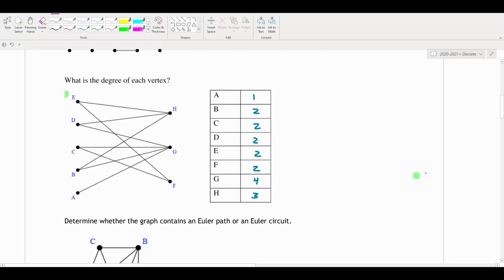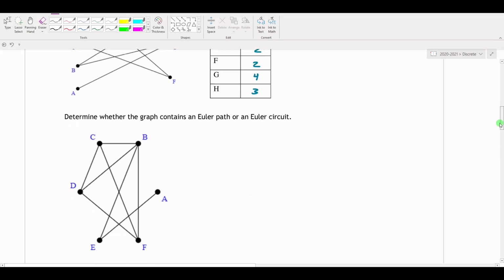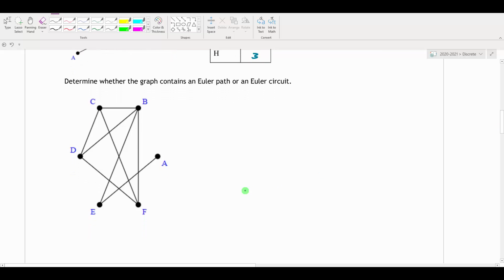Now, determining the degree of the vertices inside of your graph is important because it tells us whether or not we have an Euler path or an Euler circuit, which is the next thing that we want to be able to find. So in this graph, it just says determine whether or not the graph contains an Euler path or an Euler circuit. For this problem, we don't need to actually find the path or circuit. We just want to know if one exists. So we're going to go through just like we did in the previous problem, find the degrees, and then use Euler's theorem to help us out here.